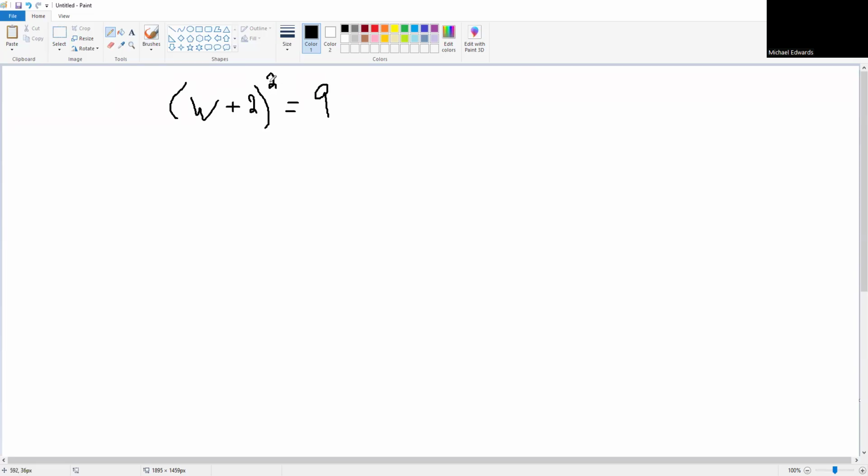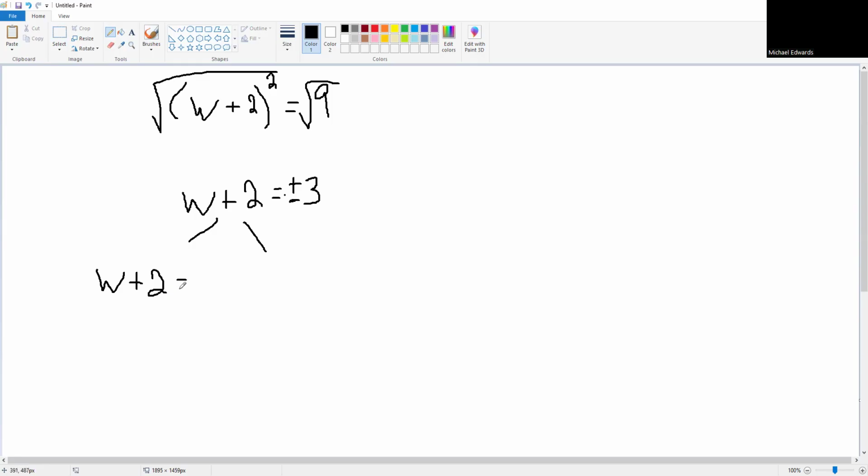Well, we have a square on this side and a 9 on this side. Let's just take the square root of both sides. So you're left with w plus 2 equals plus or minus 3. Now, we should solve this for w, right? And that would give us our answers. But we solve it by saying, okay, we need to solve w plus 2 equals +3, and w plus 2 equals -3.